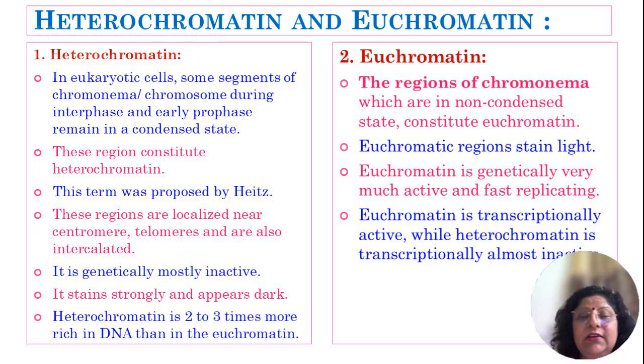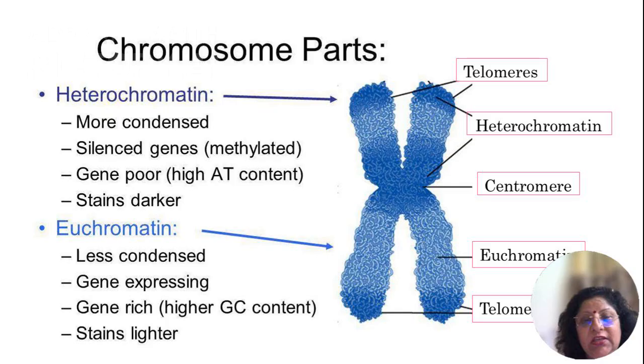Heterochromatin is more condensed, gene-poor, and stains darker, while euchromatin is less condensed, gene-rich, and stains lighter. These regions have different roles in gene expression. Chromosomes have distinct parts, including telomeres, heterochromatin, centromeres, and euchromatin, each with specific functions in maintaining chromosome integrity and gene expression.